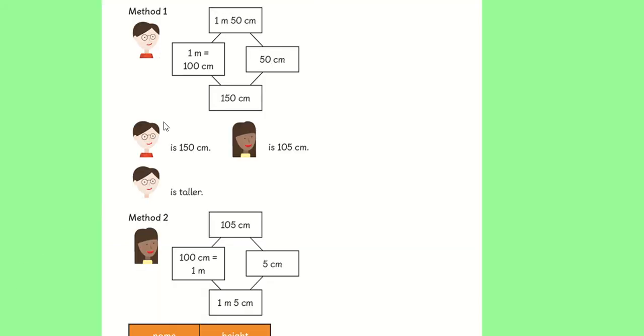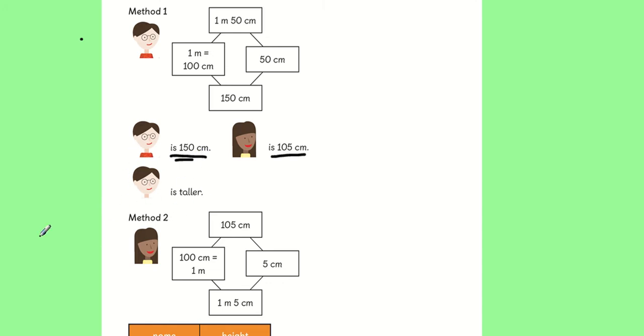Let's go. Method 1 then is to put Charles's height into just centimetres. Okay, so we take his 1 metre, 50 centimetres. We know that 1 metre is the same as 100 centimetres. 50 centimetres stays the same as 50 centimetres. We add them together. 100 add 50 is 150. Now we can compare them properly. Charles is 150 centimetres. Lulu is 105 centimetres. We know that 150 is a bigger number than 105, which means Charles is taller.